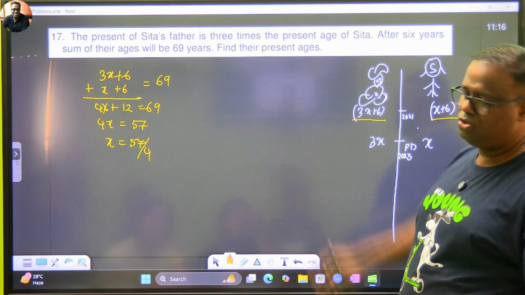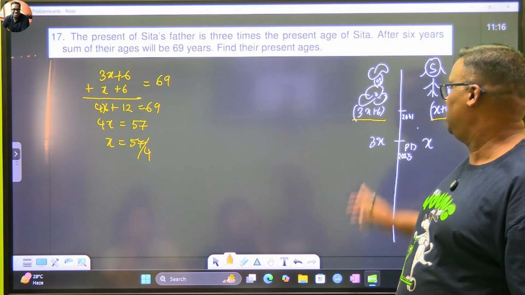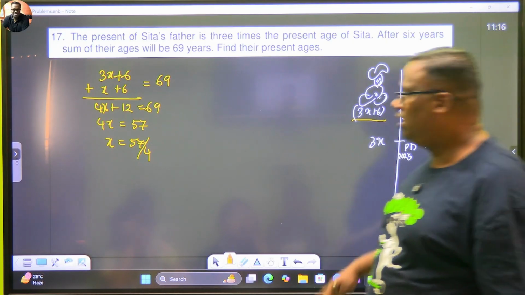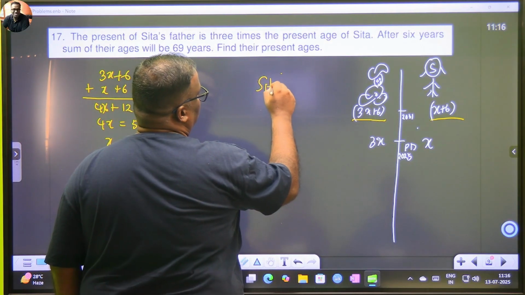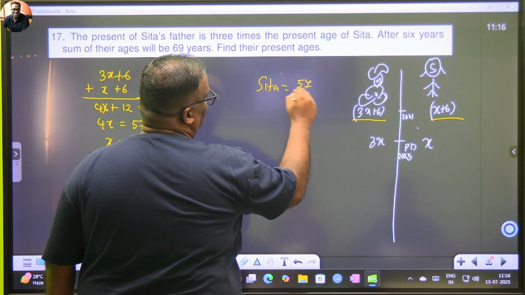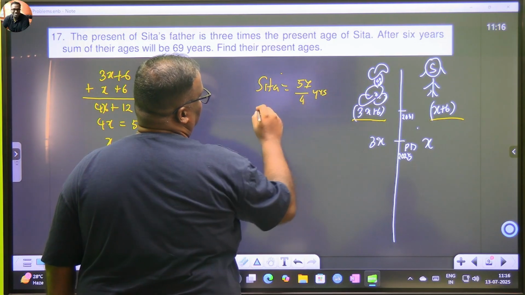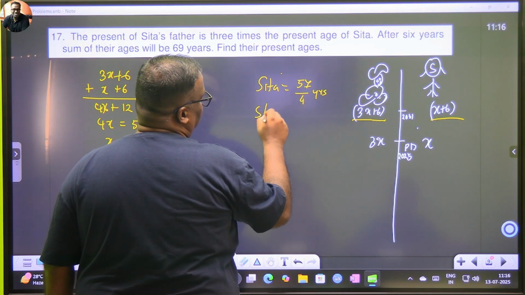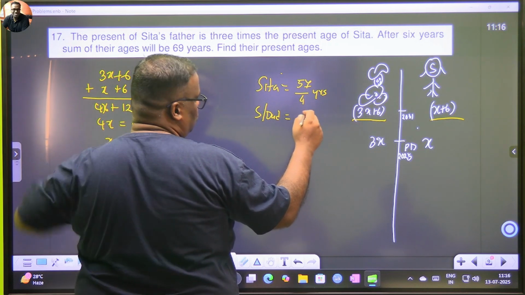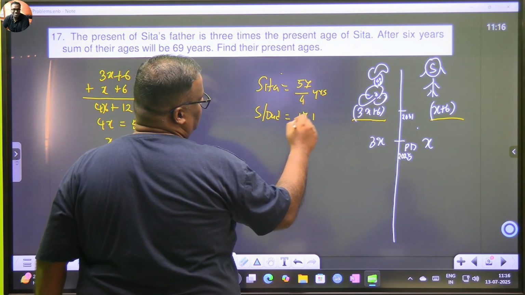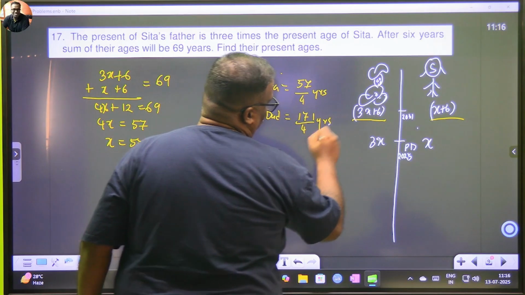Actually it should match. In this question it is not matching. So we get the value of x. So how do we find out their ages? There is nothing wrong. So you can say Sita is how much? 57 by 4 years, and Sita's dad is how much? 3 times. So 3 sevens are 21, 3 fives are 15 plus 2, 17 by 4 years. Nothing wrong. It can be in fraction.